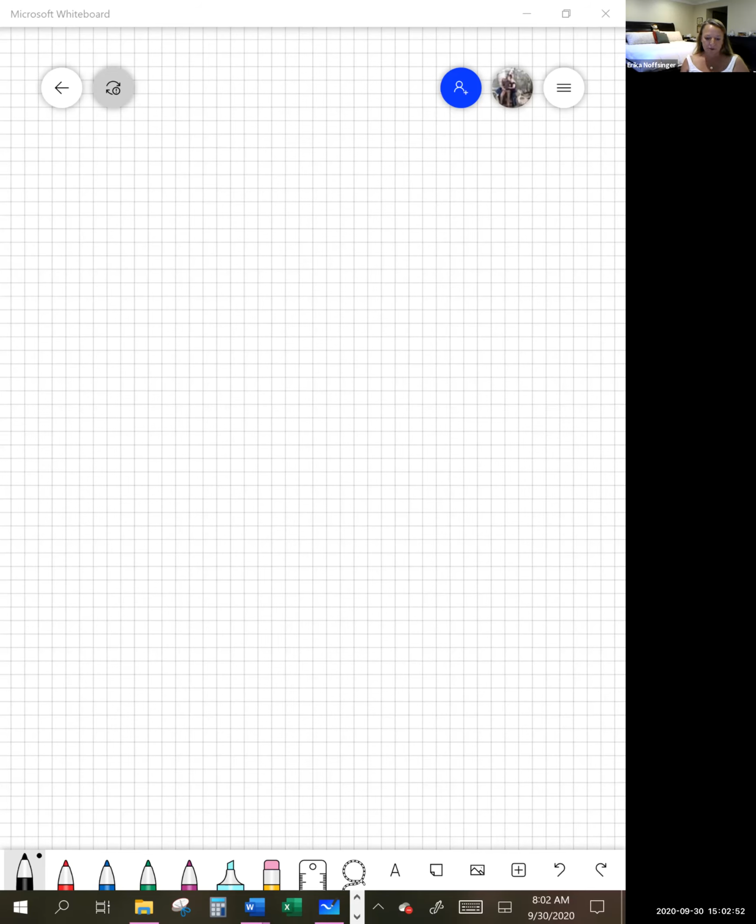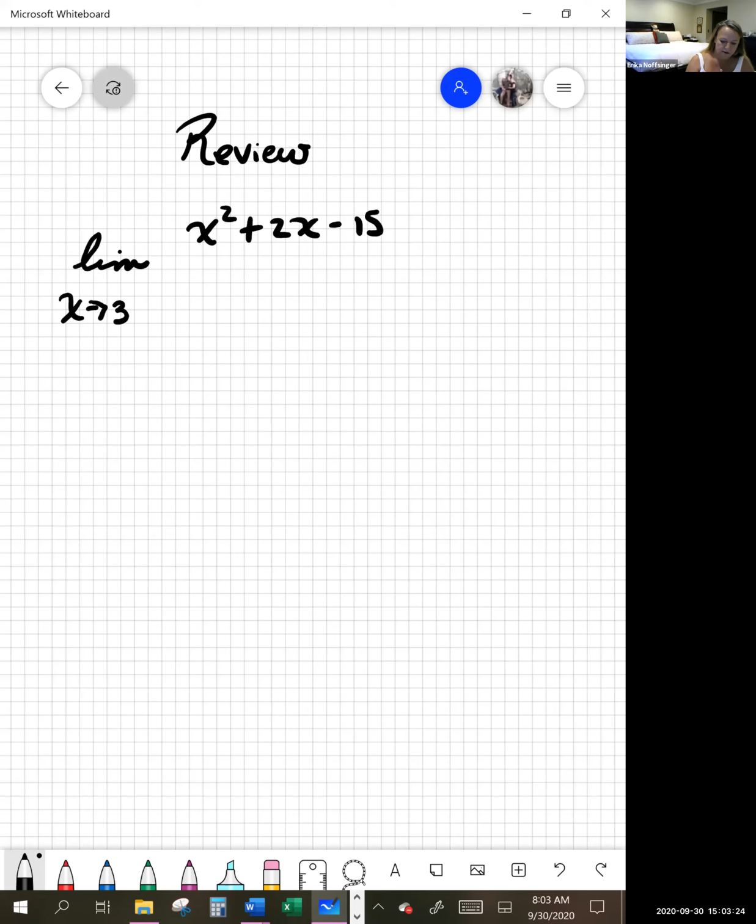And so you need to remember how to take a limit of an equation, and you need to know how to take a limit looking at a graph. And so remember, a limit exists if the left-hand side is equal to the right-hand side. And so if we're looking at the following, let's just review. The limit as, let's say, x is approaching 3 of x squared plus 2x minus 15 all over x squared minus 9.